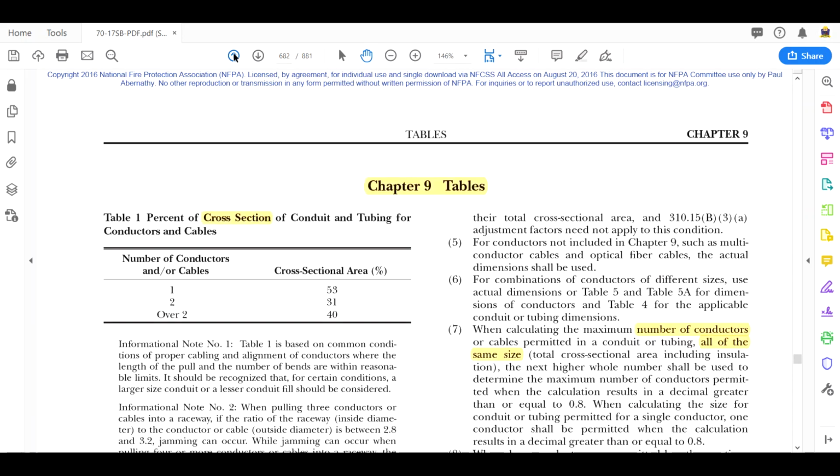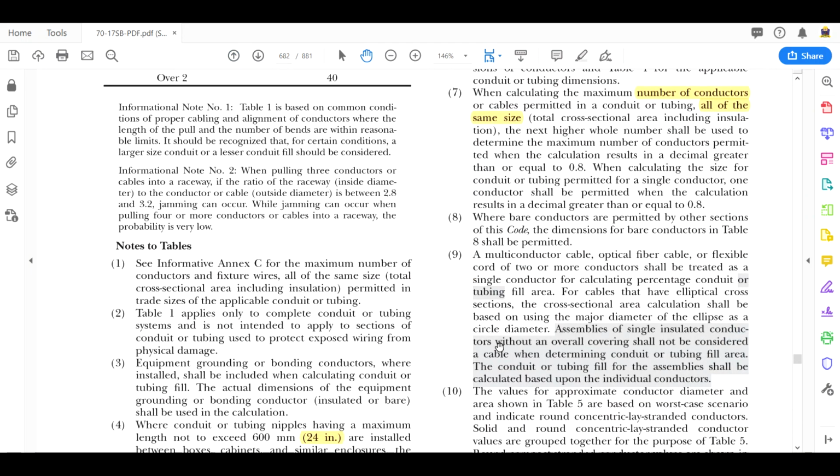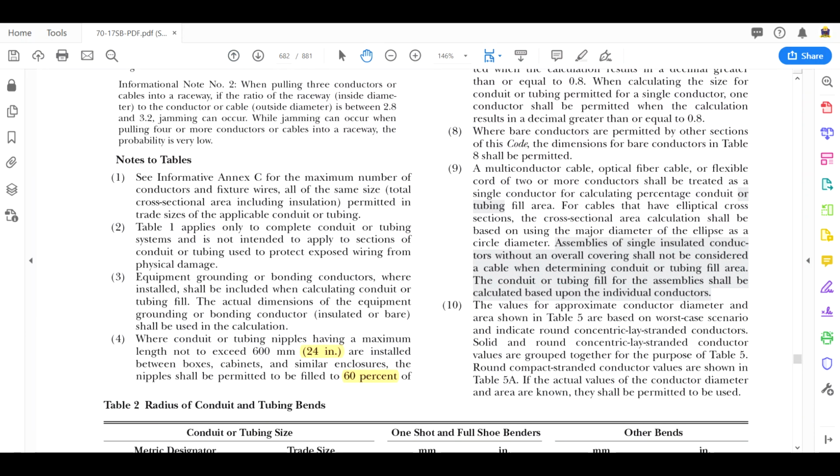All right, so now let's go back to the notes and go to note 9. Now, note 9 is not as complicated as people make this one out to be, but we'll show you what it is. So here's note 9, and it says a multi-conductor cable, that would be like a tray cable, NMB, MC cable, optical fiber cable, or flexible cord of 2 or more conductors shall be treated as a single conductor for calculating percentage conduit or tubing fill areas.